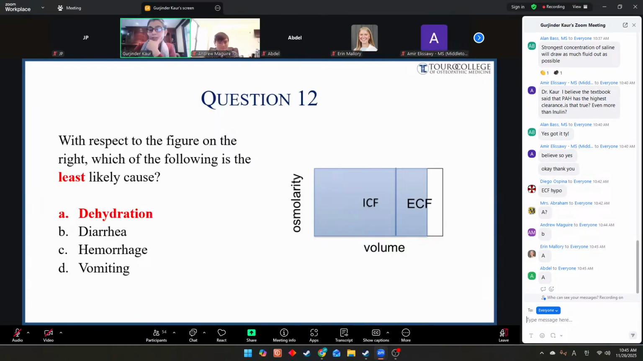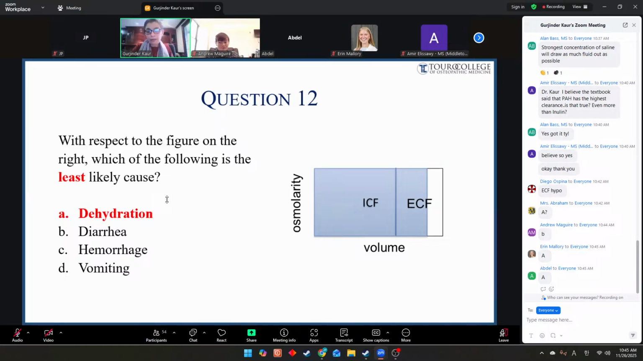Yes, Abdul, go ahead. So for dehydration, we are losing water from the ECF, so the ICF would move to the ECF to increase it. But in this figure, we see that ECF is decreasing, so dehydration cannot be it. Your first explanation is not fully correct, Abdul.